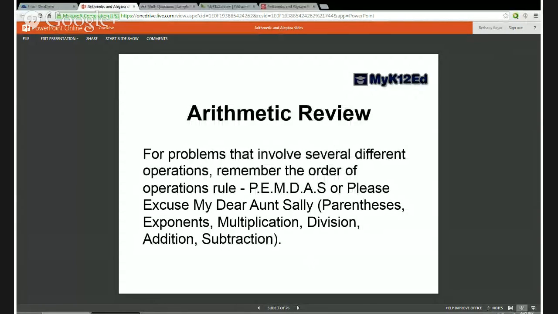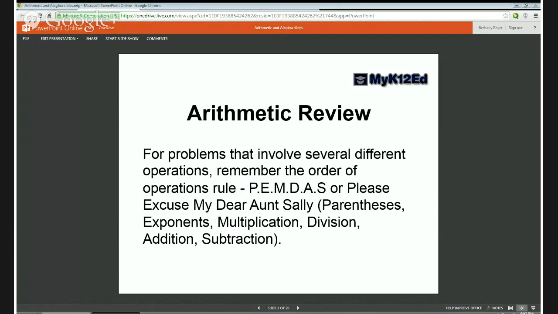For problems that involve several different operations, one thing we want to always remember is order of operations rule, or PEMDAS, or please excuse my dear Aunt Sally. You might have learned it a few different ways in math class. So the PEMDAS stands for parentheses, which is what you would do first. Then you do exponents, multiplication, division, addition, and then subtraction.